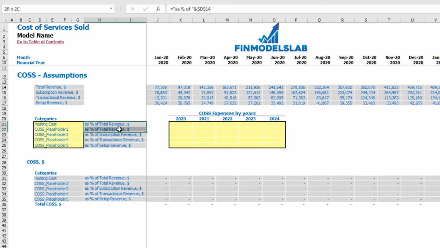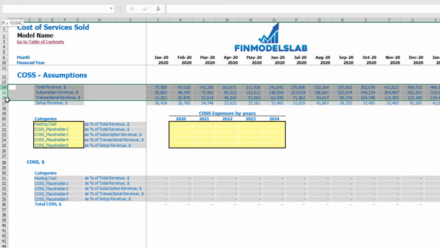The first 2 line items are reserved for the calculation as a percentage of total revenue, another one as a percentage of subscription revenue, one more as a percentage of transactional revenue, and the last one is used for the calculation of cost of services sold as a percentage of setup revenue. So let me show you how it works.